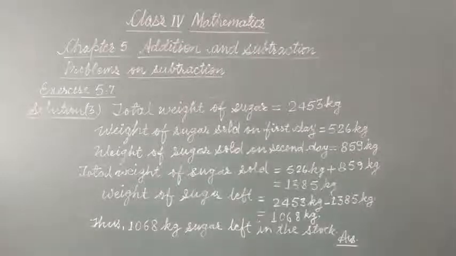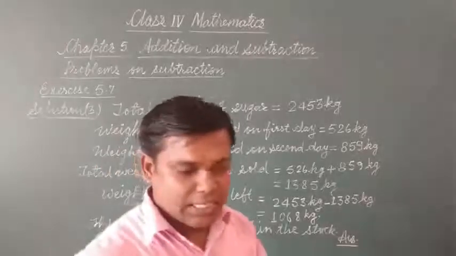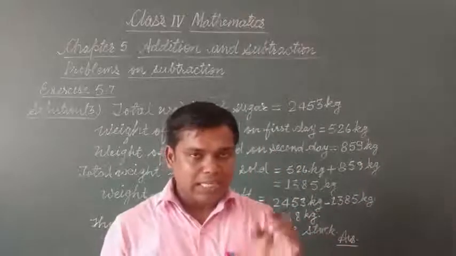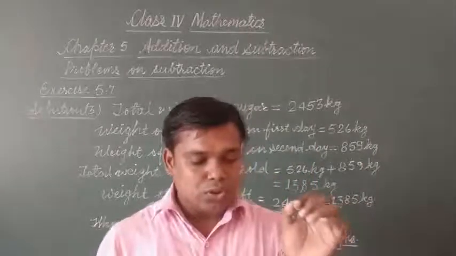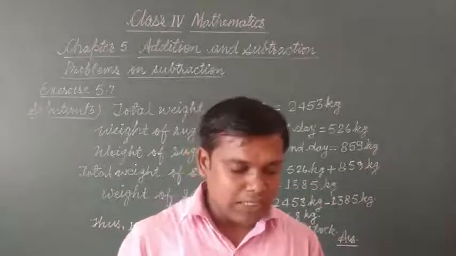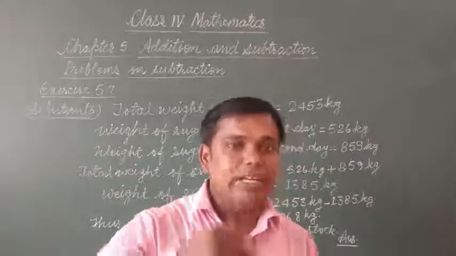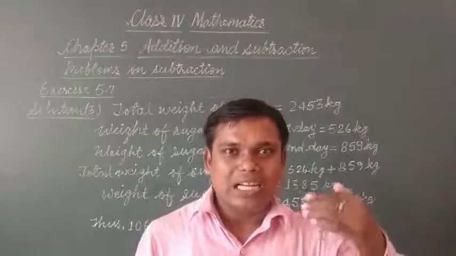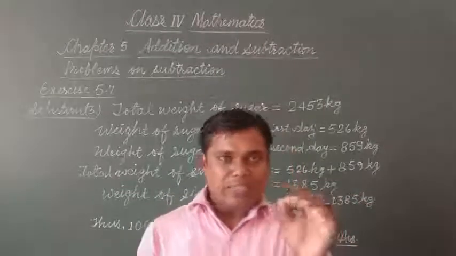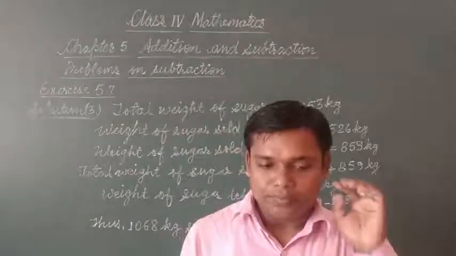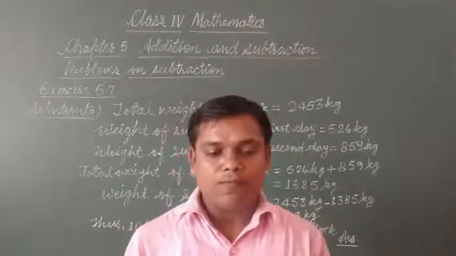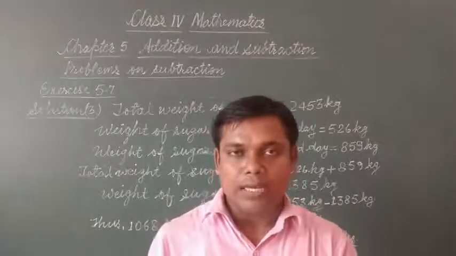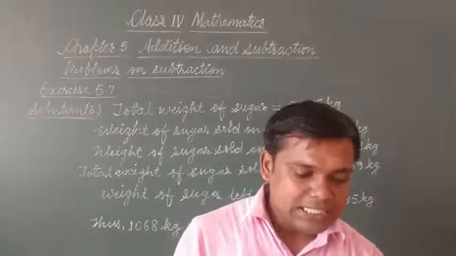I hope you understood. Now students, you read question number 4. Subtract the sum of 892 and 2458 from 5000. This question is similar to question number 2. You will solve question number 4 and question number 2. Now read question number 5. What must be added in 4589 to get 5555? This question is similar to question number 1.